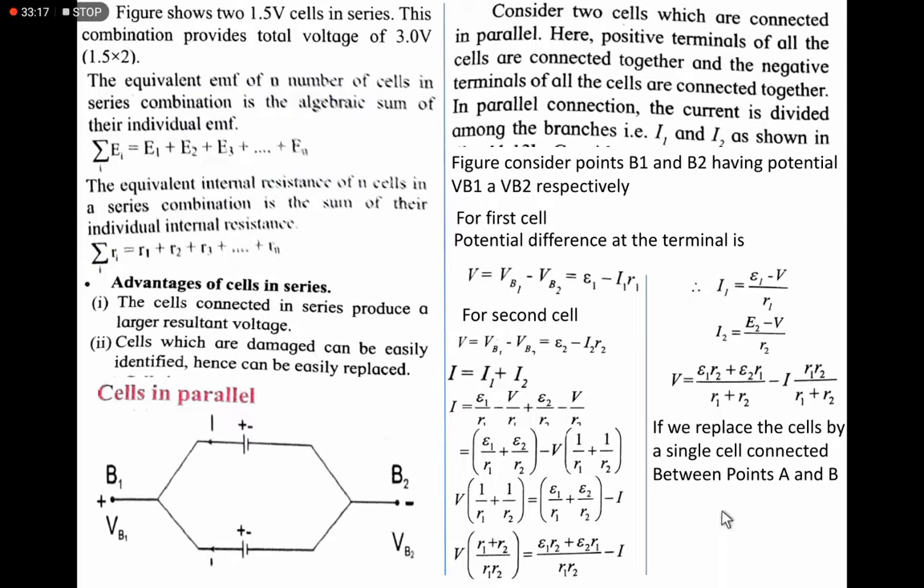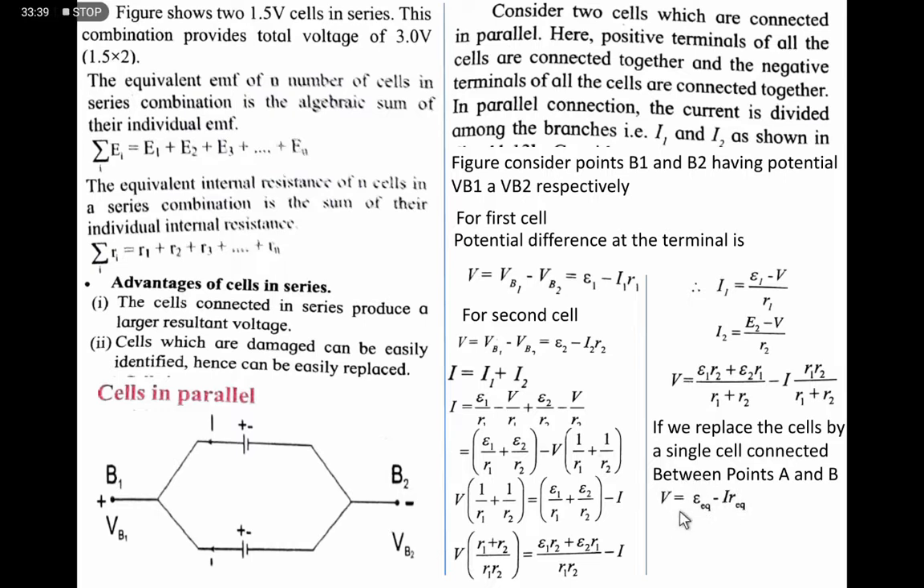Okay, and if we replace the cells by a single cell connected between points A and B, now these two cells will be replaced and a single cell of equivalent potential of these two is connected. This is known as the equivalent cell.